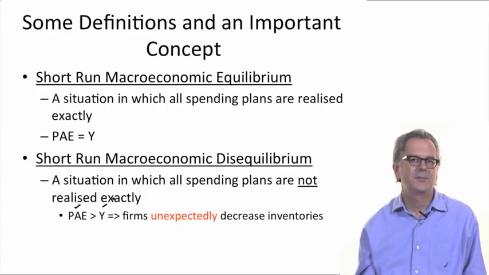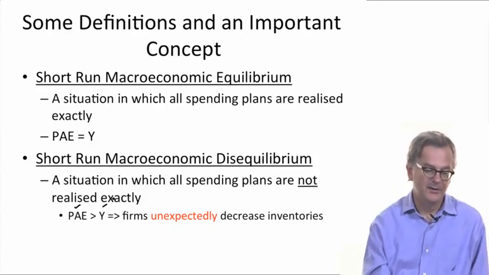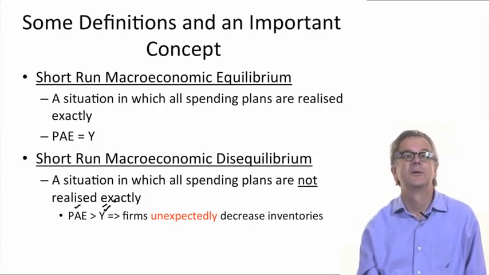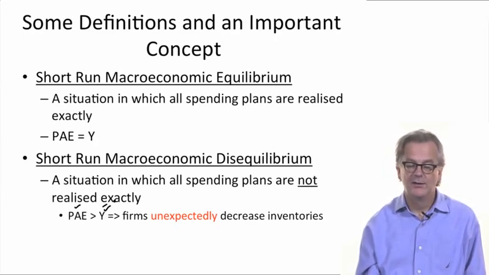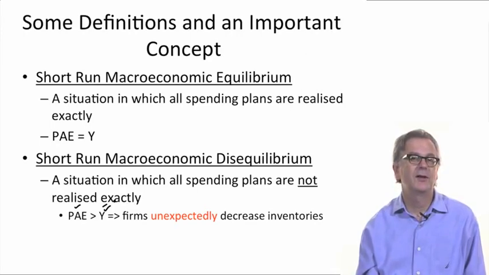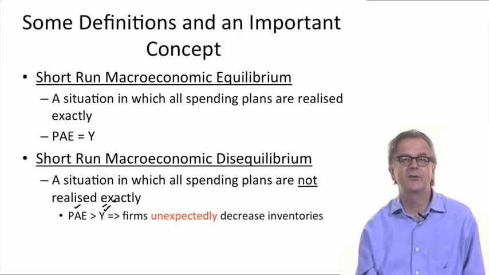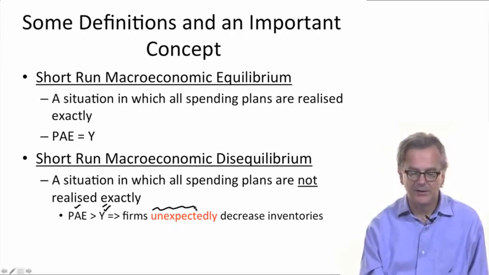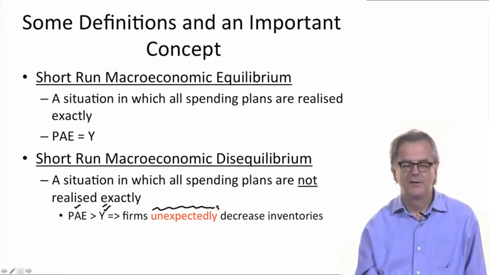But this was unexpected. Firms didn't expect this to happen. Firms were expecting that what they produced is what they would sell. In fact, firms discover to their surprise that they're able to sell a great deal more, and so they have to dip into their stock of unsold inventories in order to meet that demand. But this was unexpected.